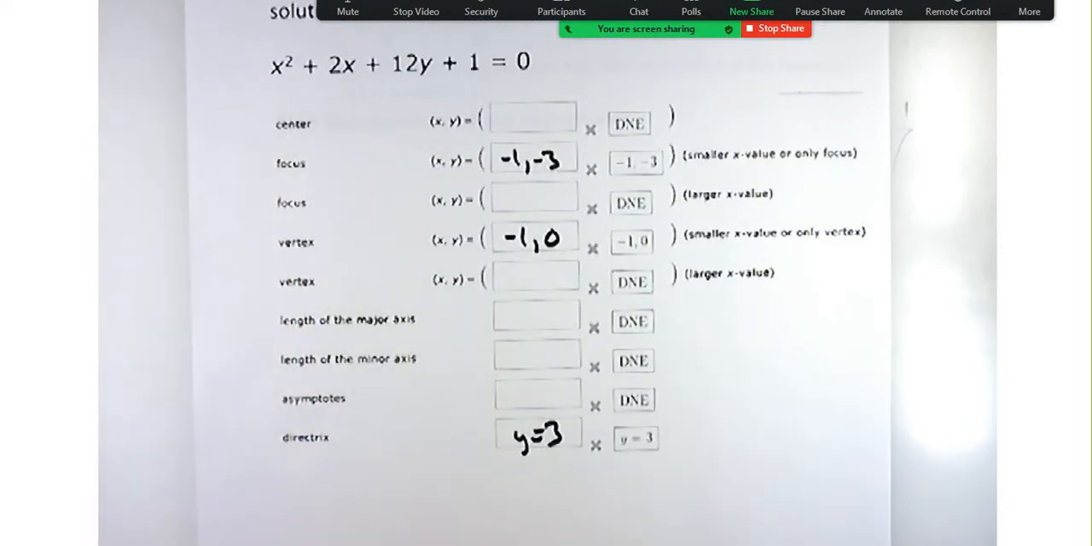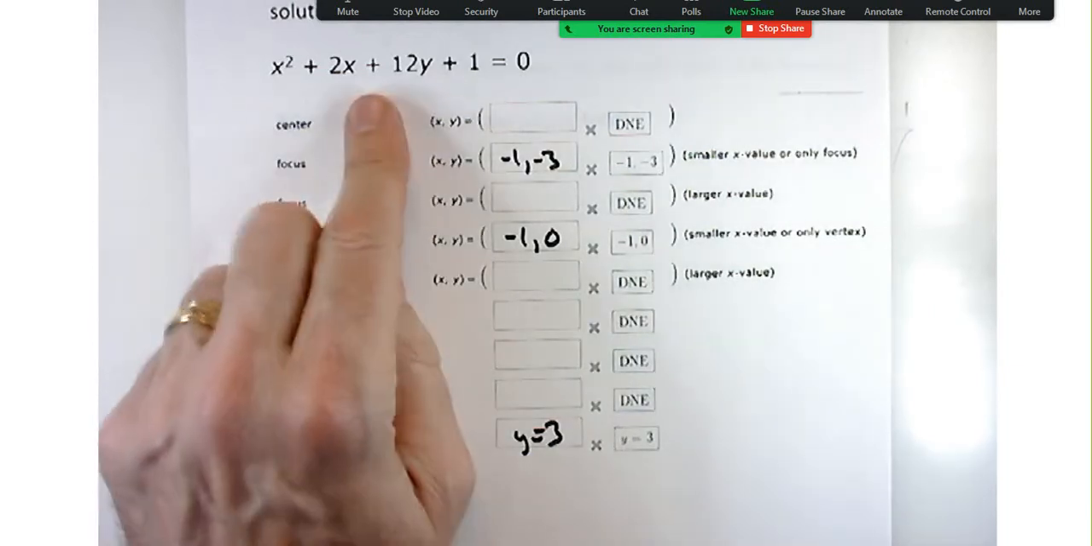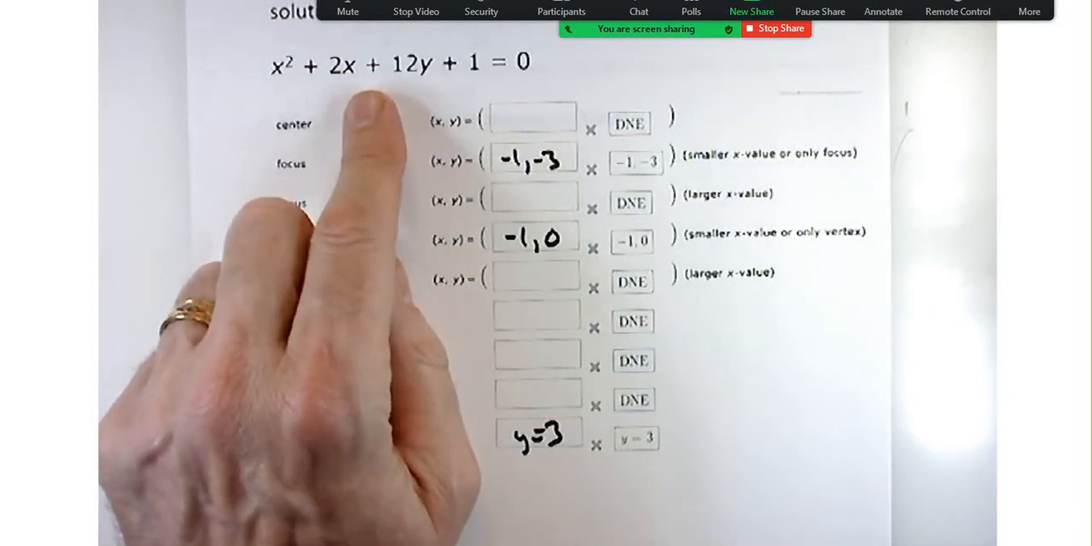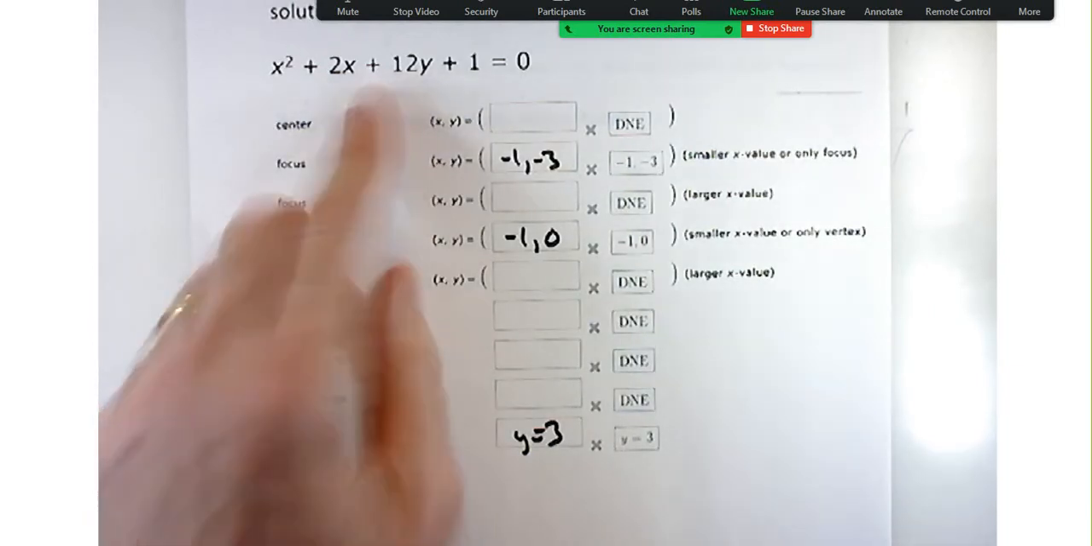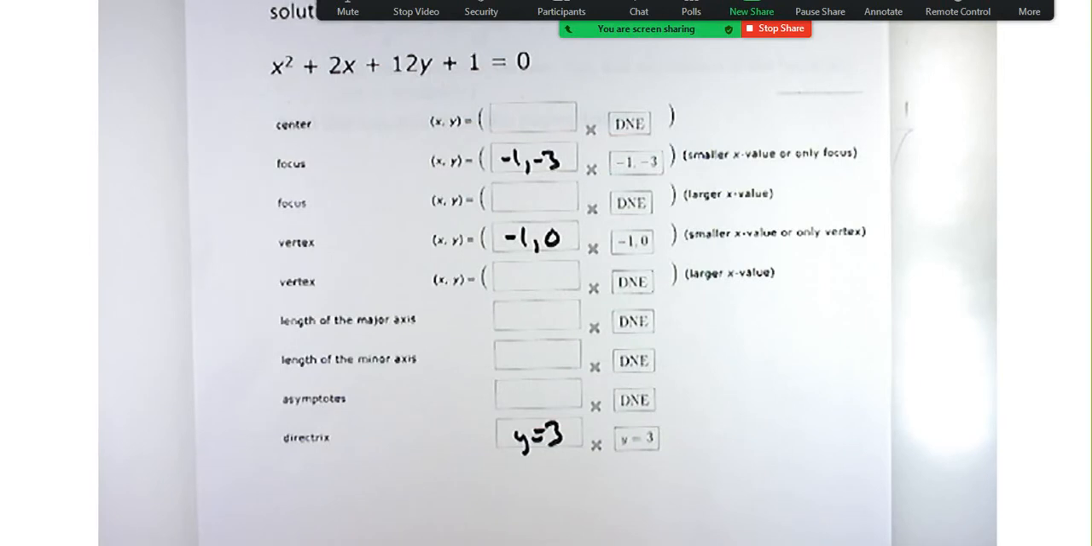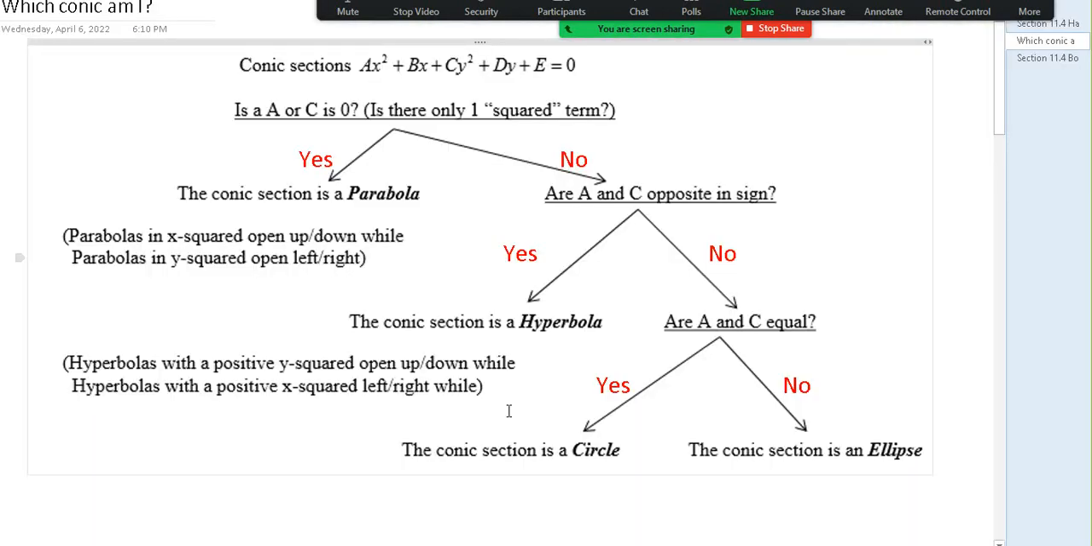Now, what you should expect from me is something a lot simpler. I'll just give you several equations like this and say, what conic section is it? If there's only one square term, it's going to be a parabola. I'm not going to give you any degenerate conics. If the two squared terms are opposite in sign, then it's going to be a hyperbola. Great. So those two cases should be pretty easy.